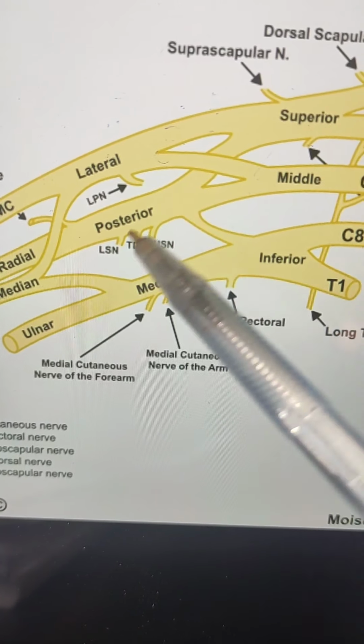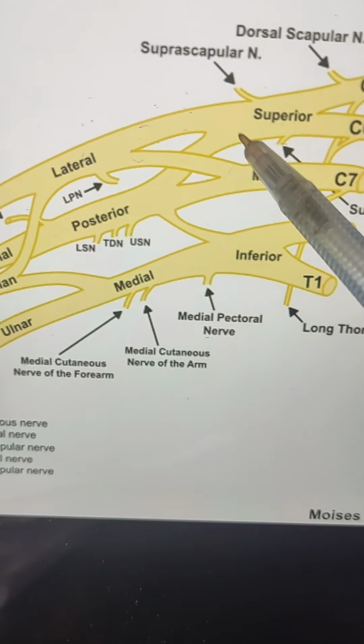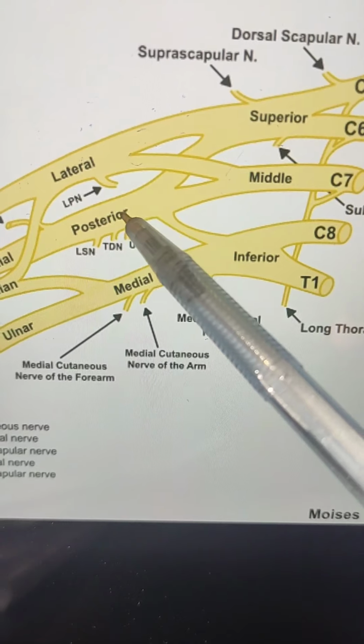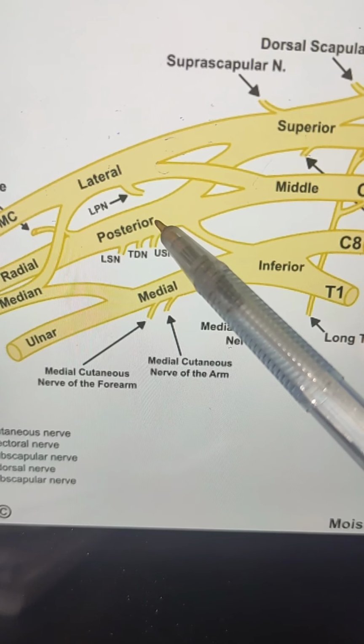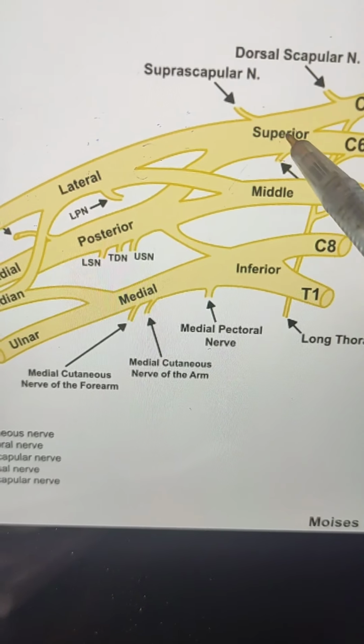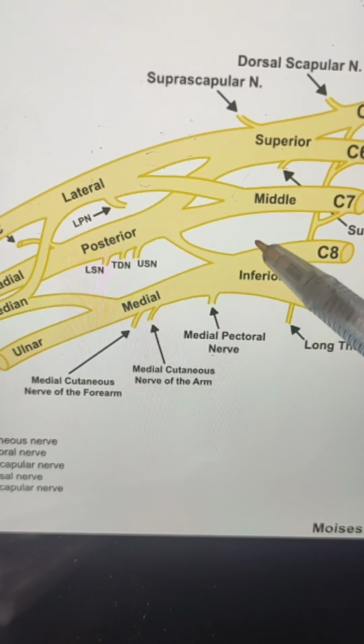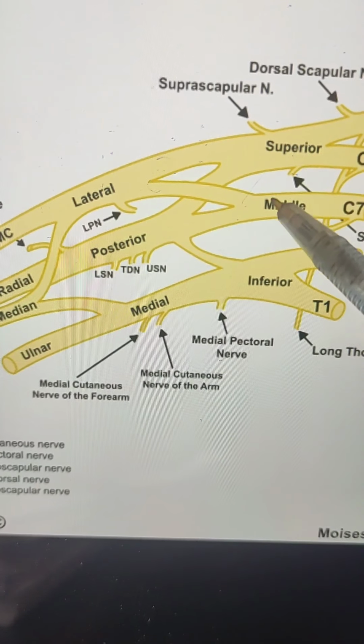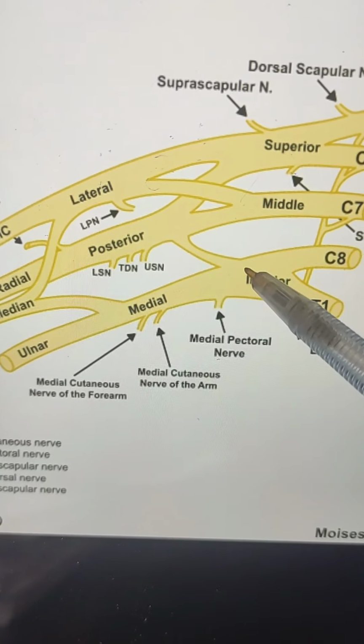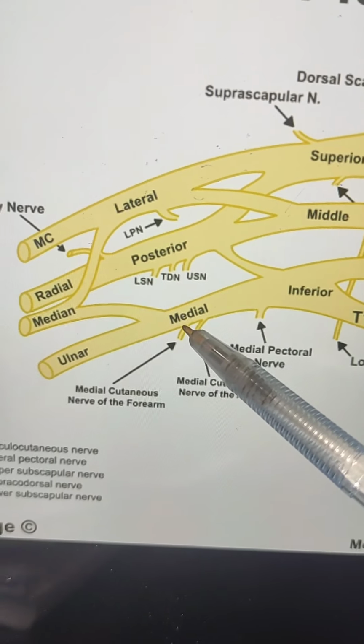But for the posterior trunk, all the posterior divisions of these three trunks will join. They will form the posterior trunk. So the posterior trunk is formed by the posterior divisions of the superior, middle and inferior trunks, while superior and middle collaborate to form the lateral, and inferior solely forms the medial trunk.